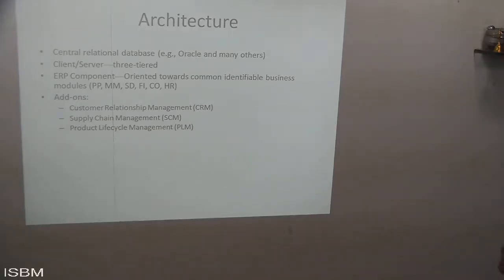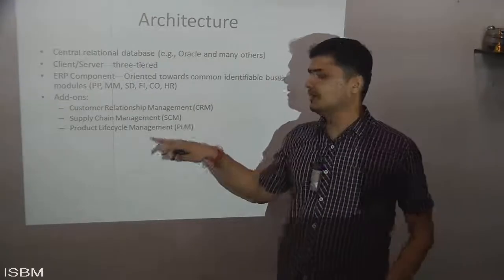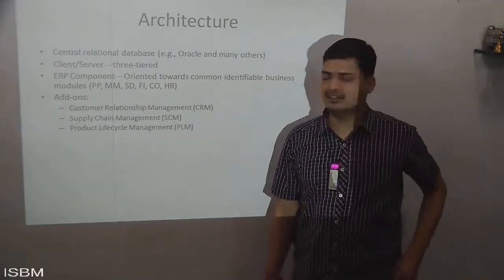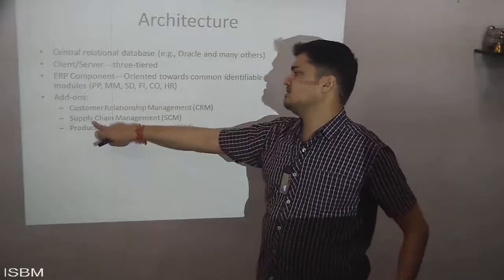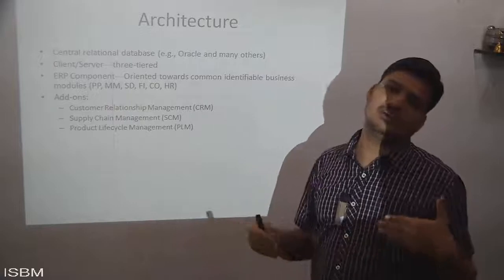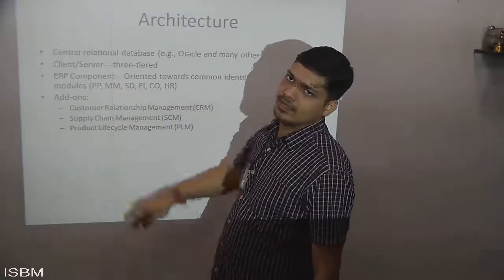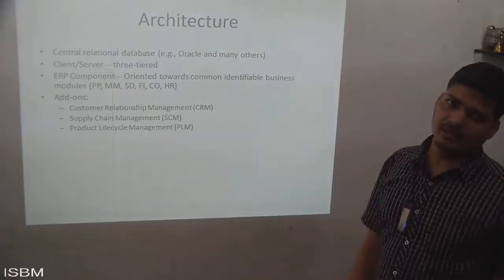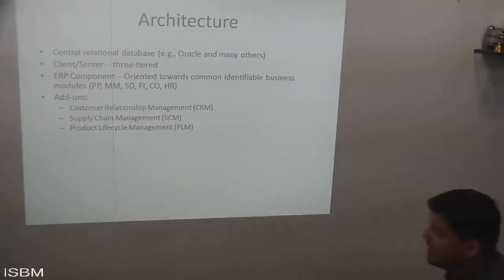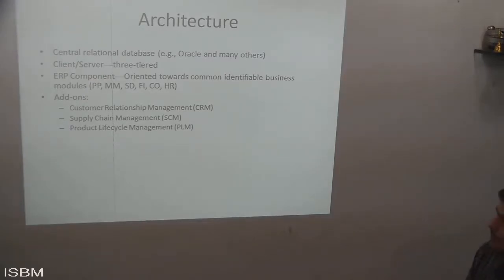And there are some add-ons. Add-ons in the sense something additional to these things, which is CRM, customer relationship management, which I have told you. CRM is where the customer basically maintains the relationship with their client. And supply chain management, which comes into logistics. Then product life cycle management, which is related with production planning. How the life cycle of the product is, we can calculate with the help of product life cycle management, which comes under ERP only.